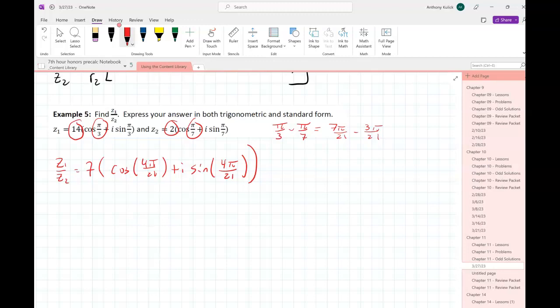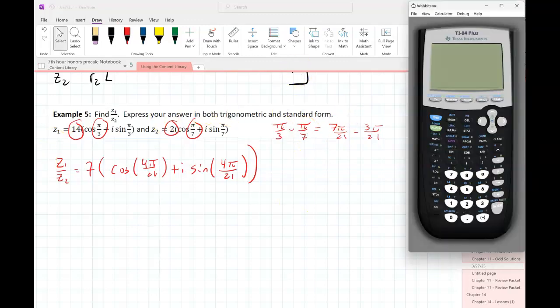Ooh, Mr. Kulak. That ain't too bad. Well, that's the trigonometric form. If I want the standard form, what am I going to do with that? Type it in my calculator. Keep in mind, though, that we're back into radians, so I have to change my mode again. Just flippy-floppy, back and forth. Mode change, mode change. Got to pay attention.